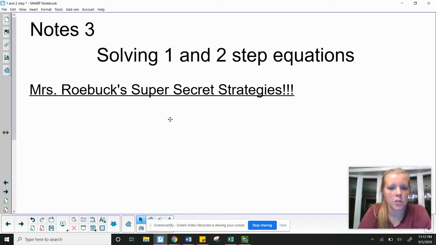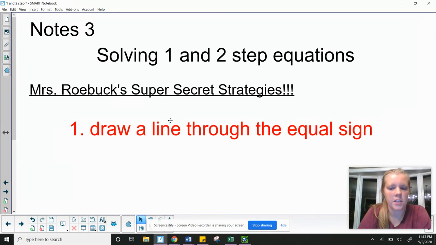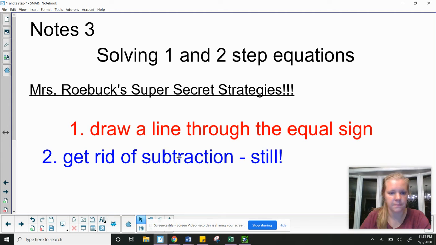The first super secret strategy is that I want you to draw a line through the equal sign. An equation is two equal things. Whatever's on the left is equal to the right. If I add 5 pounds to the left, I have to add 5 pounds to the right. Everything always has to stay balanced. Whatever I do to one side, I have to do to the other. And so the line through the equal sign helps us have a visual break about where the left and the right side of the equation are.